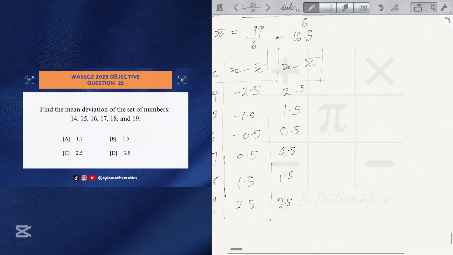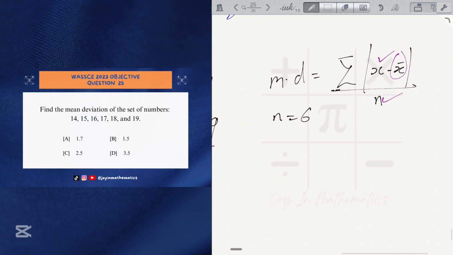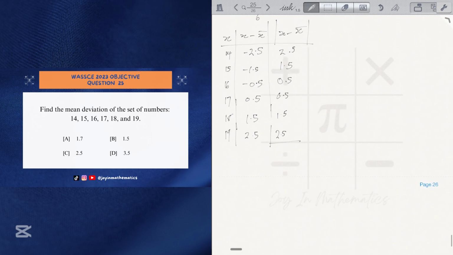So with that done now, we go back to the formula. The formula says the summation of everything in that column. So we just have to sum everything we have in this column. So 2.5 plus 1.5 plus 0.5 plus 0.5 plus 1.5 plus 2.5 is equal to 9.